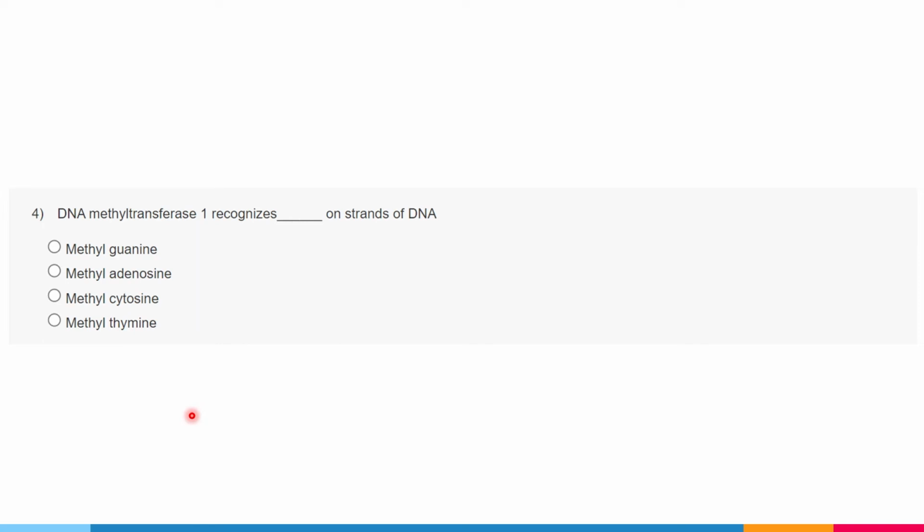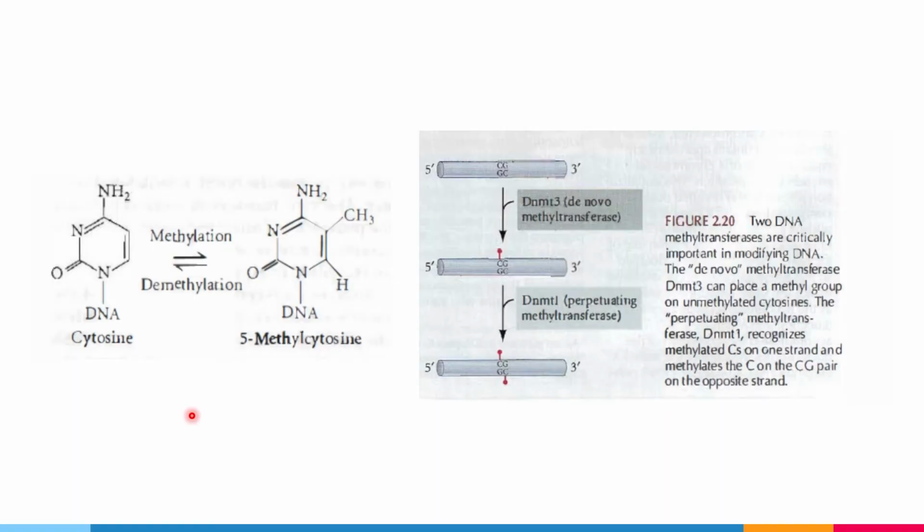Okay. So Advait, you're definitely correct. The methylation of DNA occurs at the cytosine, and when methylation occurs at the fifth carbon, we get the structure of 5-methyl cytosine. And this is what is recognized by the DNA methyl transferase 1. One other thing I want to add here is that there are two types of methyl transferase. One is the de novo methyl transferase, and the second is the perpetuating methyl transferase.